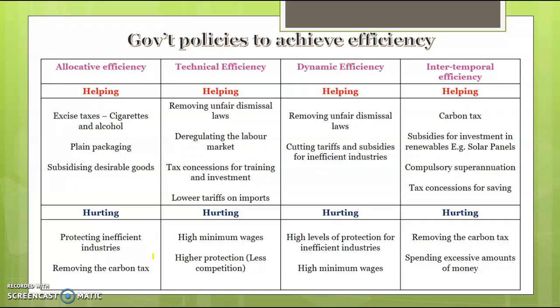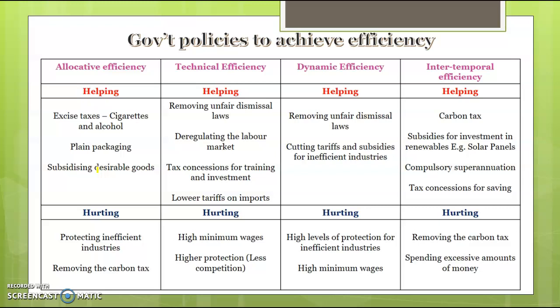Government policies to achieve each of the different types of efficiency. So again, this is probably more specific and really important from this video. You need to think about what the government can do that's specific to each different type of efficiency. So for allocative efficiency, you're mainly focusing on things that will maximise the living standards of society.